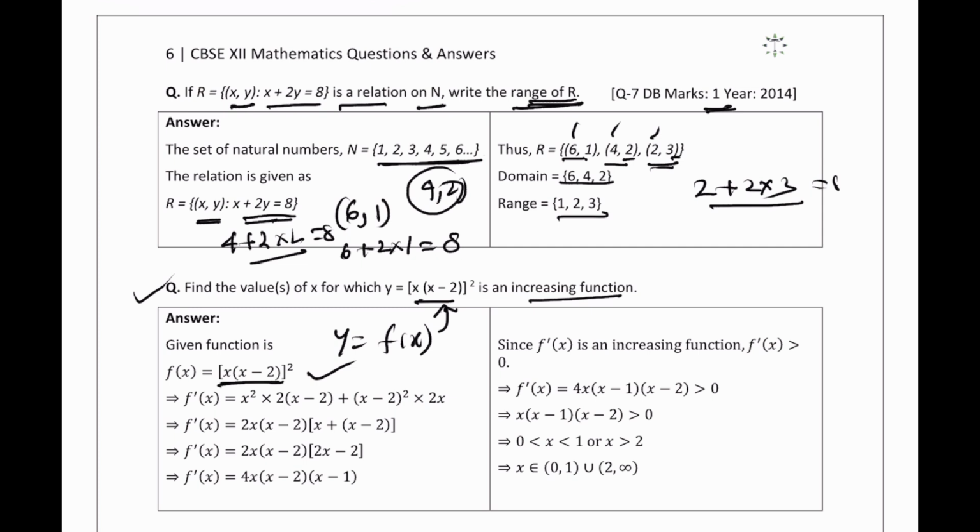Okay, so you know differentiation of u into v. Suppose y is equal to the multiplication of two functions, u v. Then what is dy by dx? First function into differentiation of second, plus second function into differentiation of first. So if two functions are in product form, then the differentiation is first function into differentiation of second plus second function into differentiation of first. But here, there is a whole square.